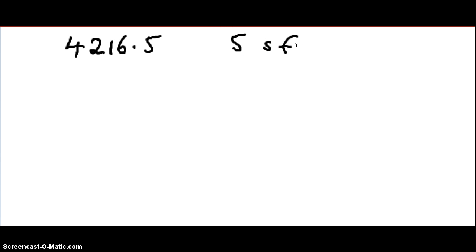Now, today we're looking at significant figures. So let's have a look first at an example of significant figures. 4216.5. Now this number has 5 significant figures. So we'd here put 5 significant figures. We count them all right from the beginning, including any numbers after the decimal point.